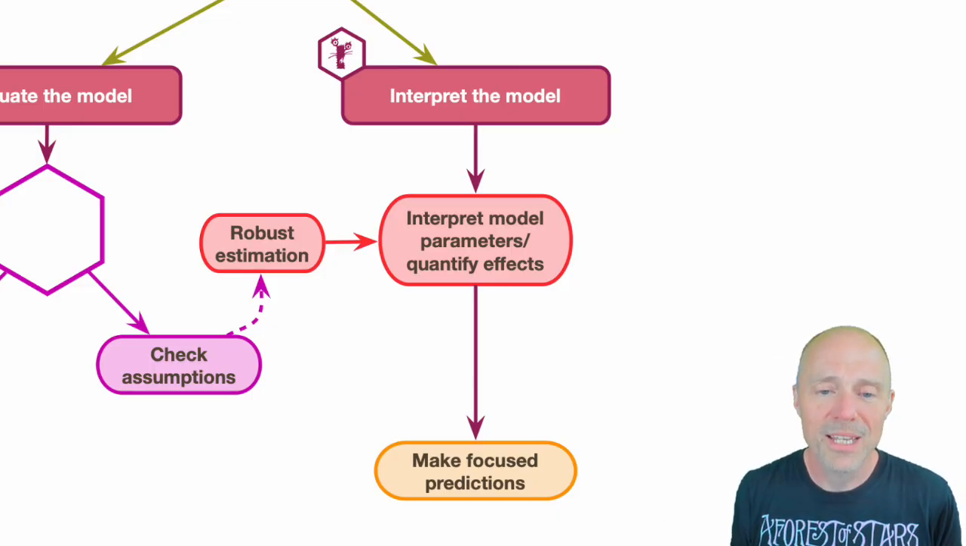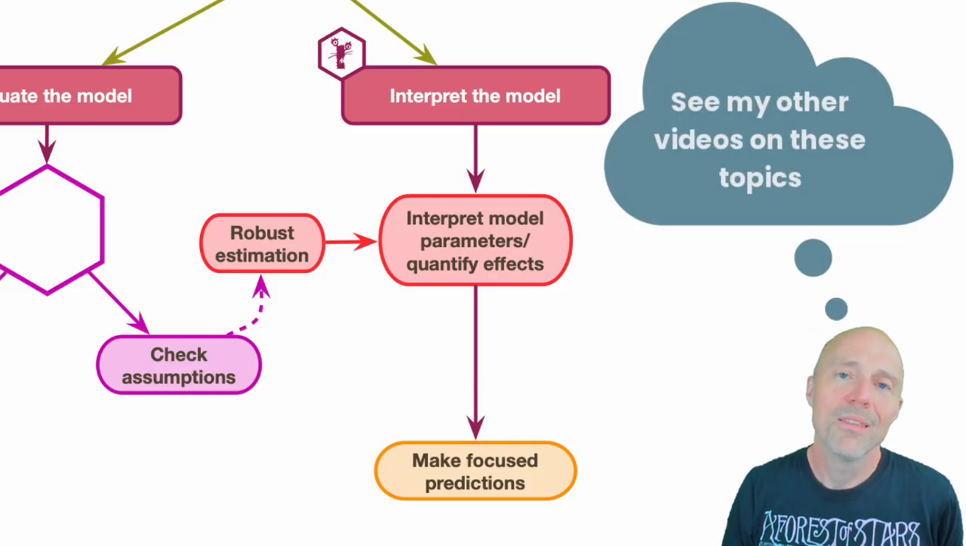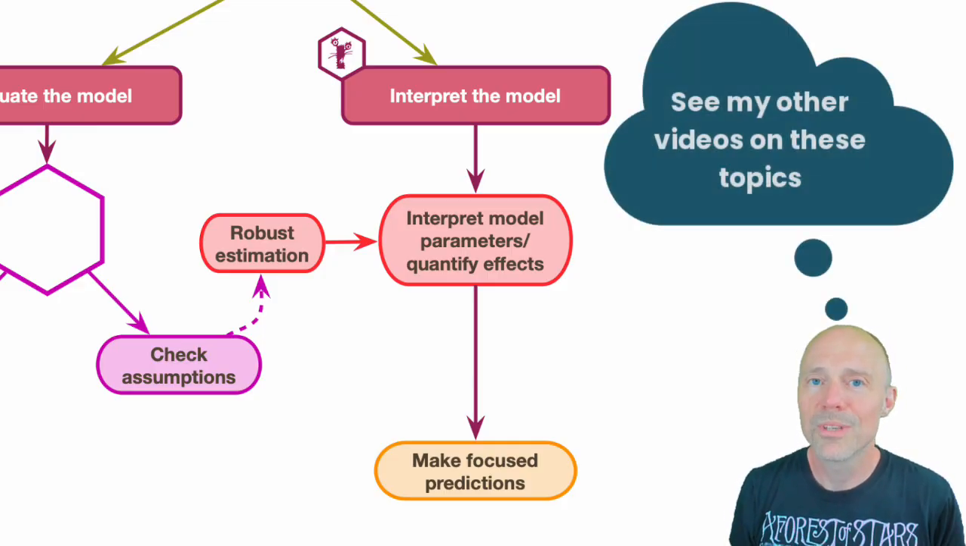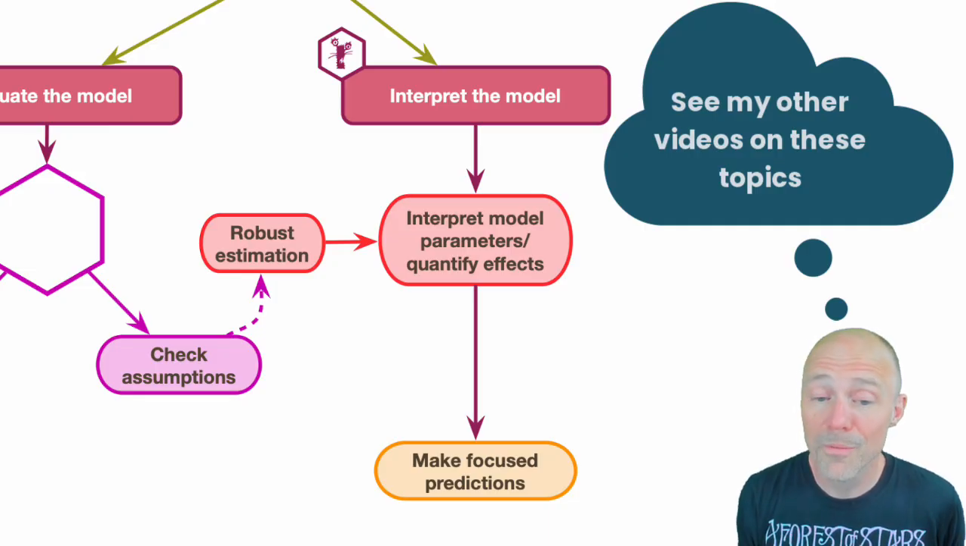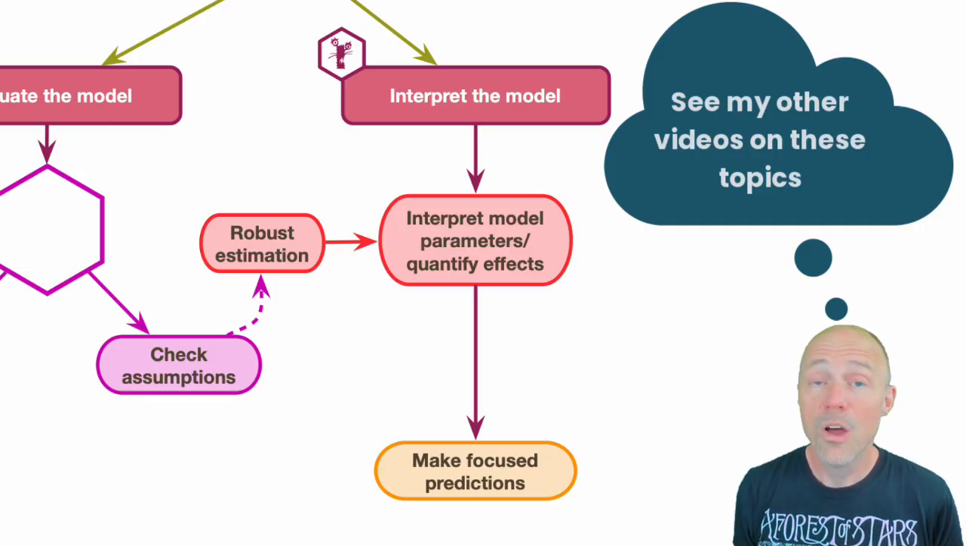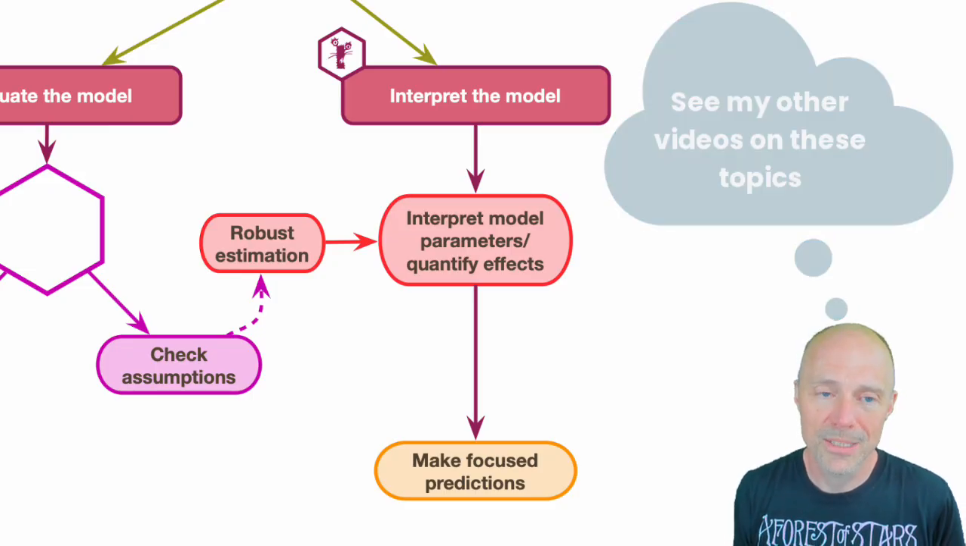So the I of E.V.I.L stands for interpret the model. So what do we mean by interpret? Well, we want to interpret the model parameter estimates. We want to interpret perhaps significance tests. We want to interpret confidence intervals of the parameter estimates. And often we want to use the model to make more focused predictions.